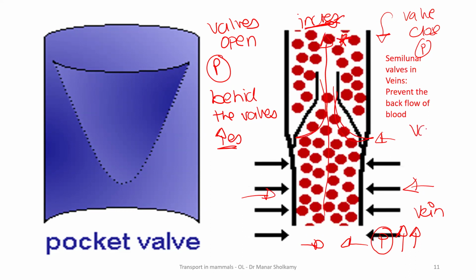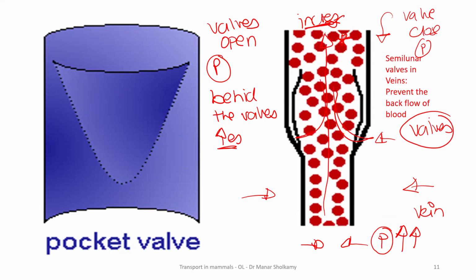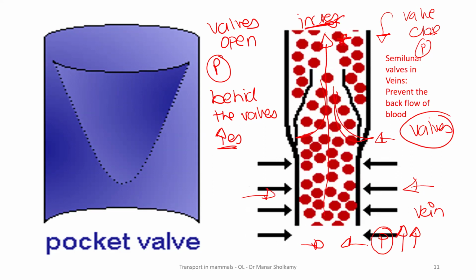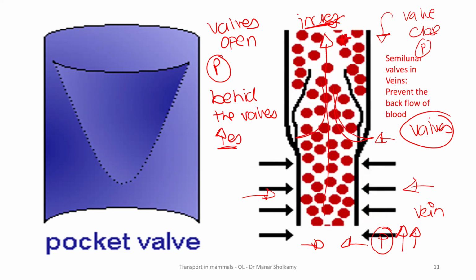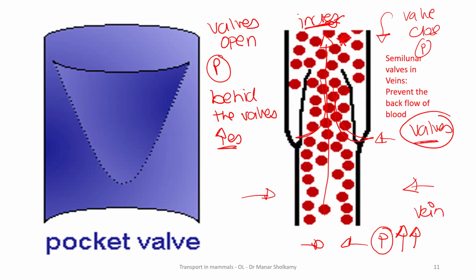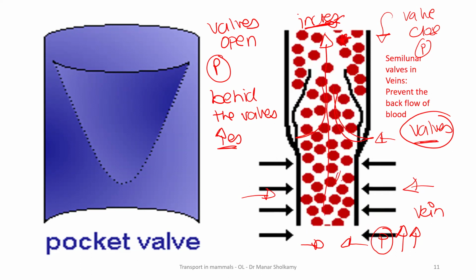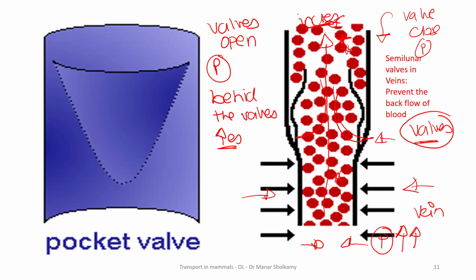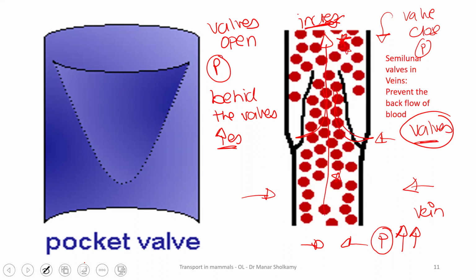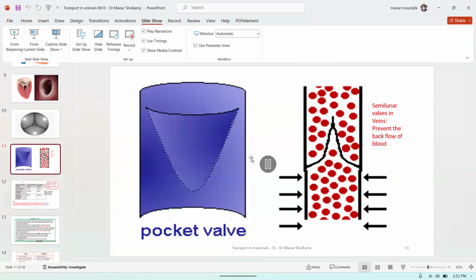So valves, when you are asked how do the valves work, their function, we know their function. They prevent the backflow of blood. They make sure that the blood moves in the correct direction. Okay. How do they do that? When the pressure behind the valve increases, the valve will open. When the pressure in front of the valve increases, the valve will close. Let's go back to our heart.